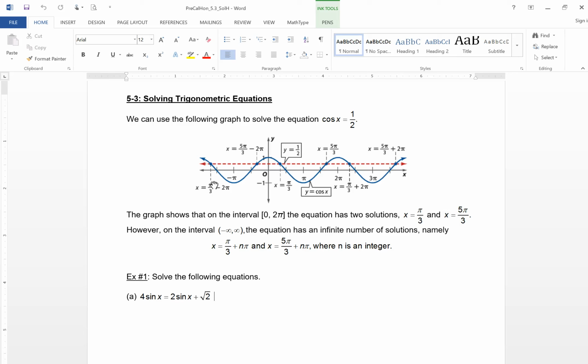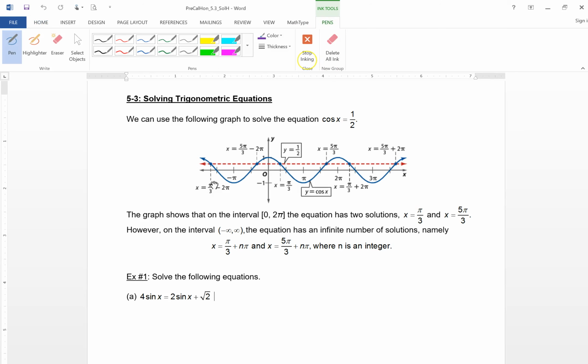All right, everyone, we have to solve equations in this section. Suppose you have one that looks like this. It's a very basic one: cosine of x equals a half. So basically you want all of the values of x for which cosine equals a half.